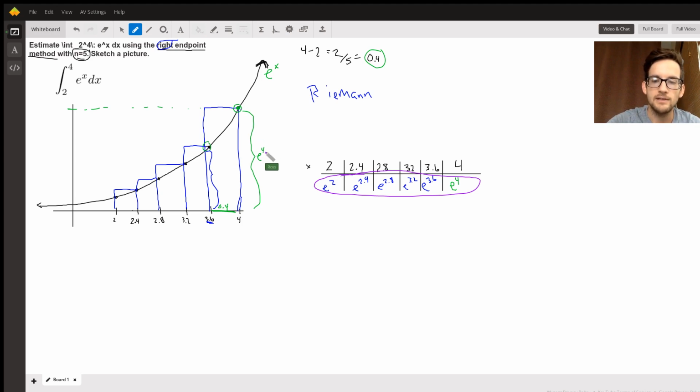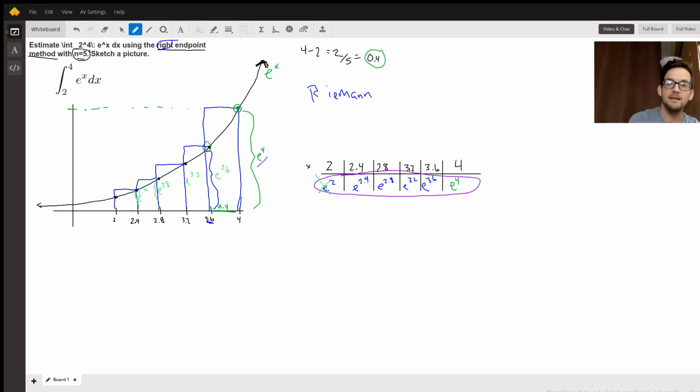So for this very last rectangle, we're using e to the 4th, right? That was our height. The next one was e to the 3.6. And then the next one would be e to the 3.2. And then e to the 2.8. Oops, it's messy. E to the 2.8. And then this last one would be e to the 2.4 right here. That means e to the 2 is not getting used.